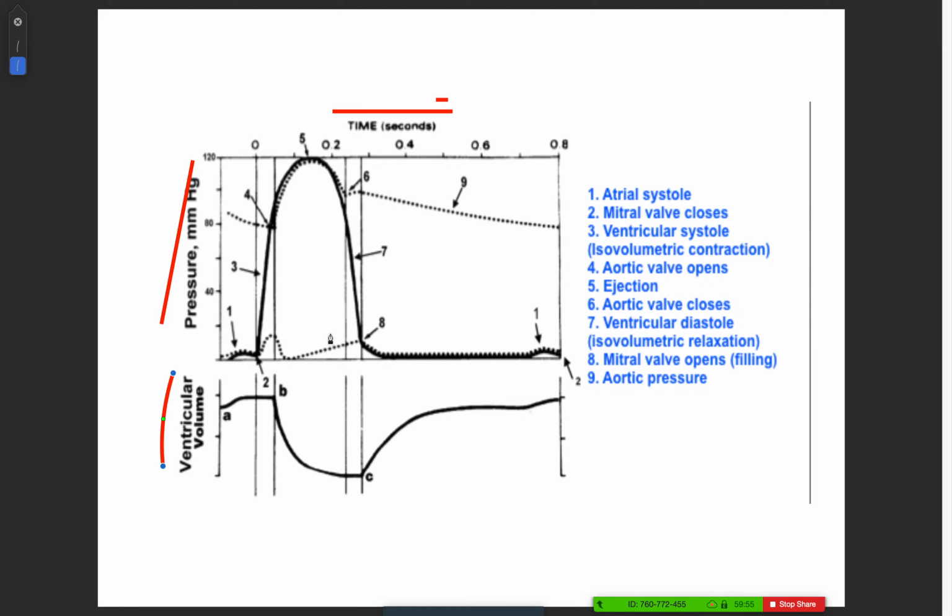Okay, and so we can see that starting with our number 1, what we see is that we have a brief increase in pressure. And this is in the left ventricle, I should add, that this whole thing is taking place in the left ventricle. So in the left ventricle, we have a little bit of a bump of pressure increase. Okay, so what does that represent? Why during diastole would we have an increase in pressure in the left ventricle?